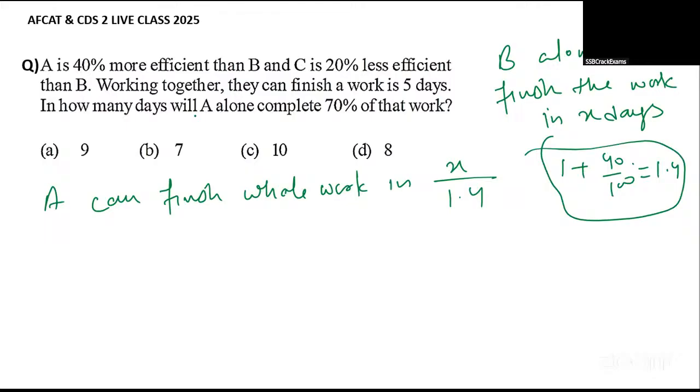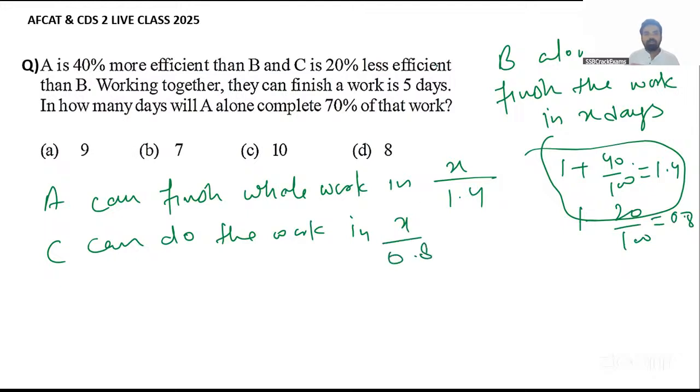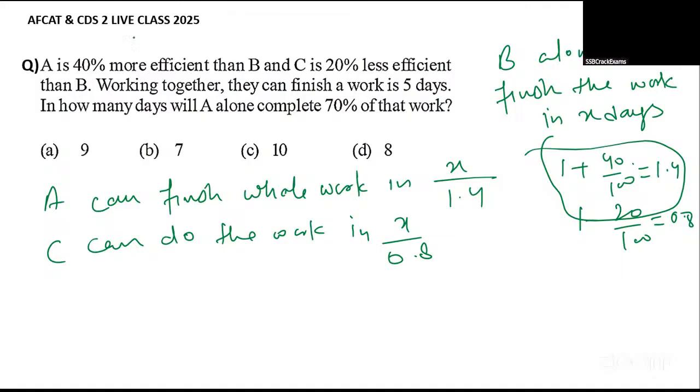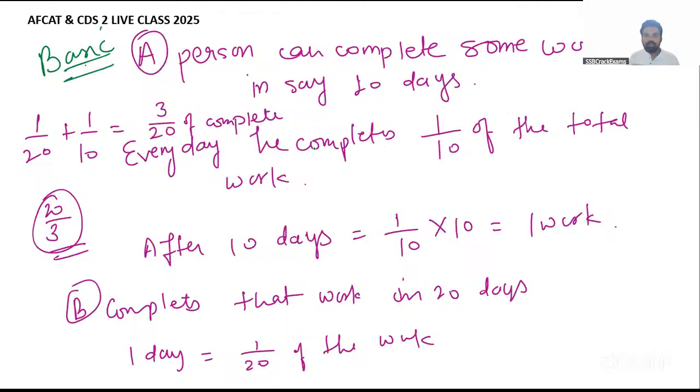Similarly, C can do the work in how many days? It is 20% less, so it means 1 minus 20 upon 100. It means 0.8. So X upon 0.8. All right. So according to the question, they can finish the whole of the work in 5 days. It means their 1 day work is 1 upon X, 1 upon 1.4 divided by X, plus 0.8 divided by X, as I told you here.